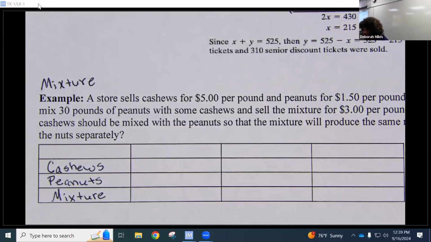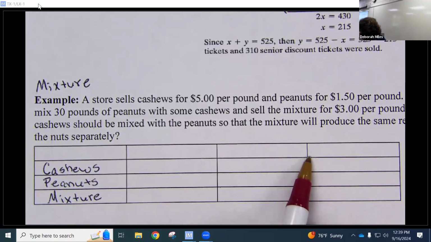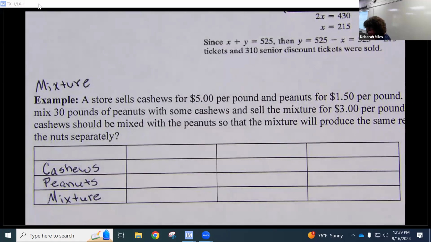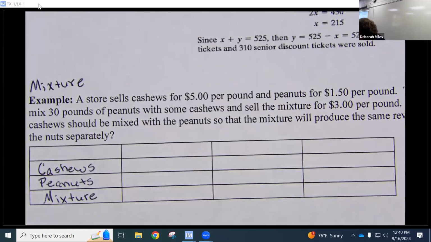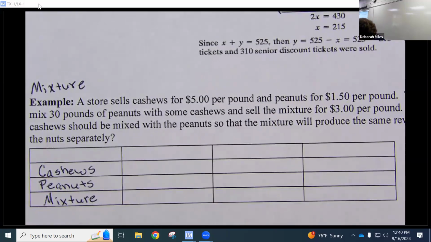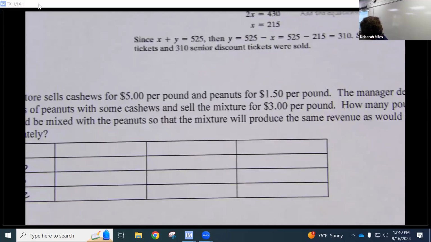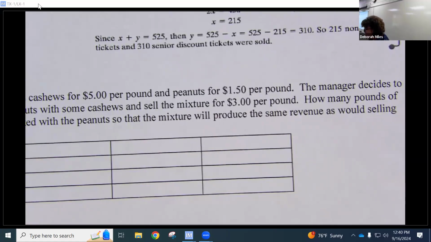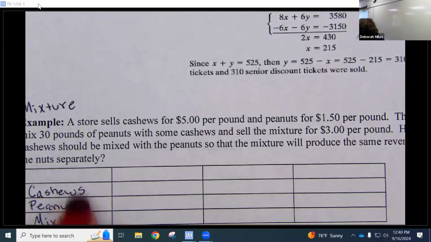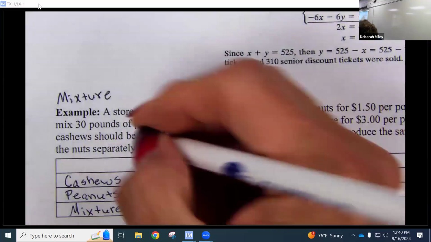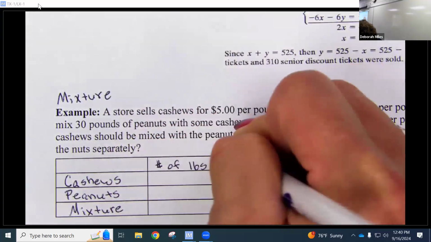And then I have to figure out some good labels for my columns. What is it that I know about these cashews and peanuts? I know the price per pound, and what am I looking for? How many pounds of each that I should use? So what's important about each of these quantities is the number of pounds and the price per pound.